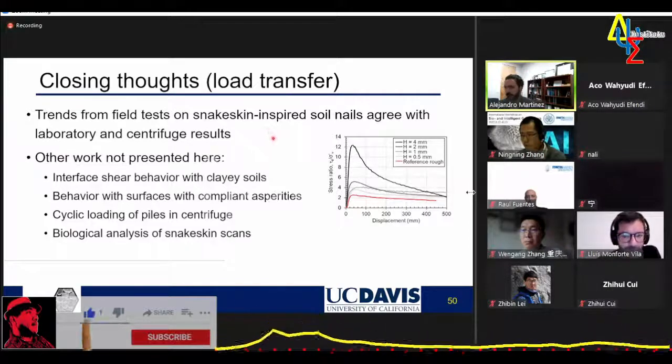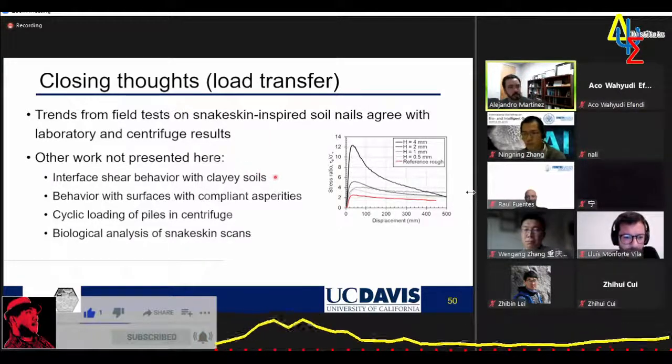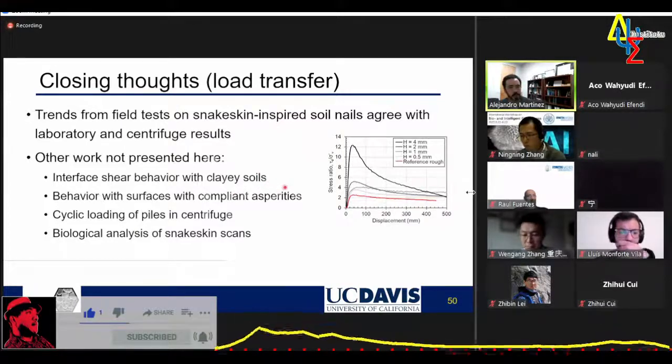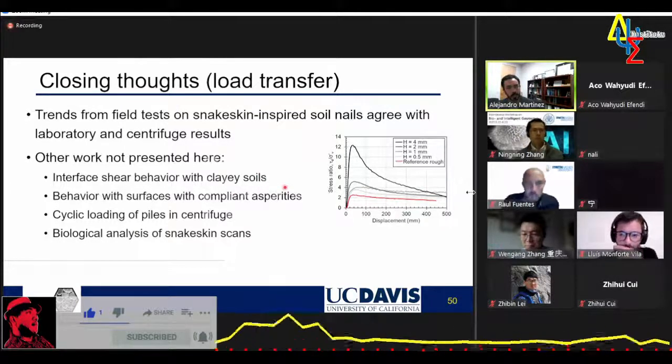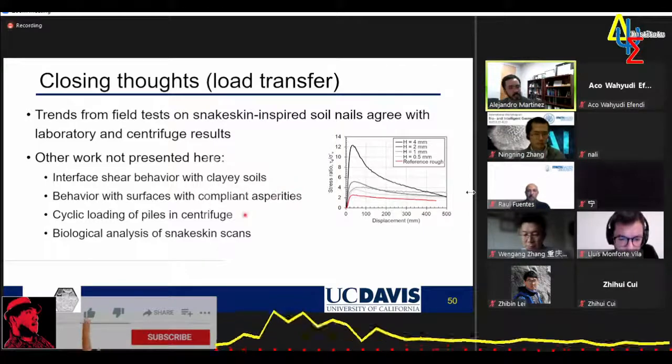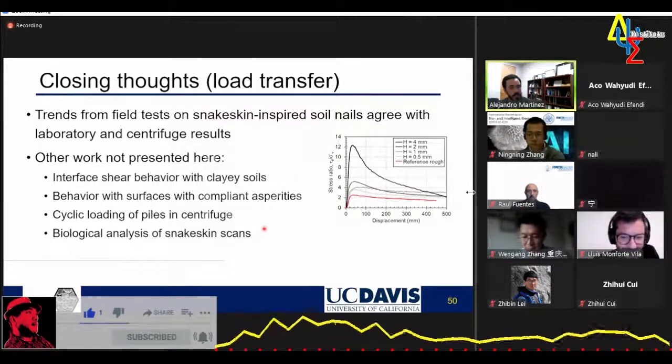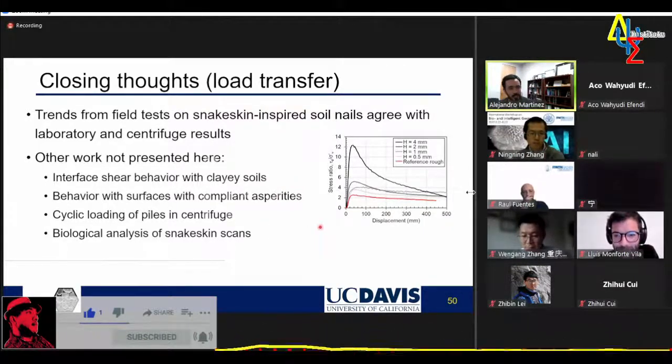There's other work we have performed on interface shear behavior in clay soils, or behavior with surfaces with compliant asperities, cyclic loading, centrifuge, as well as some biological analysis of the snake skin scans.